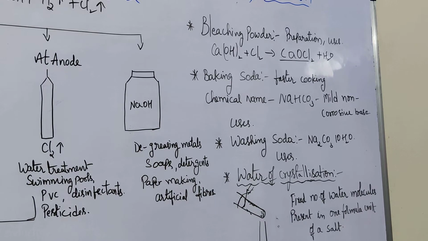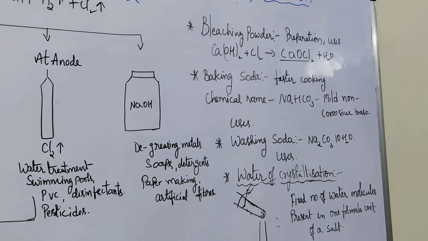Now we'll discuss the preparation and uses of bleaching powder, baking soda, washing soda, and plaster of Paris. First, coming to bleaching powder: we get chlorine gas in the chloroalkali process. This chlorine gas is used for the manufacture of bleaching powder. When chlorine gas is passed through dry slaked lime, we get bleaching powder.